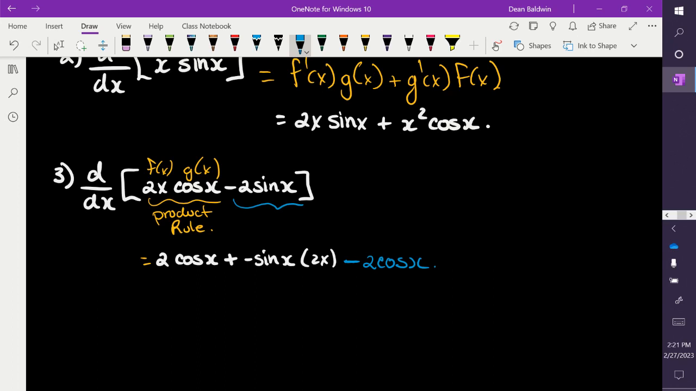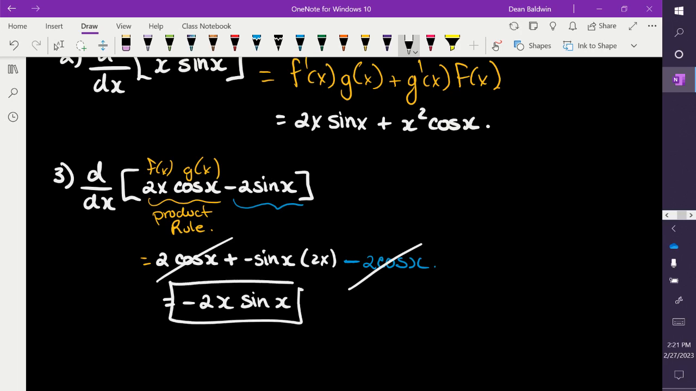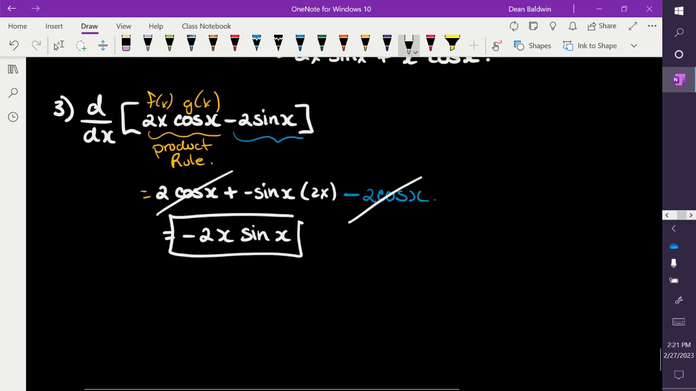Okay, now we got to clean this up because this is gross. What happens to the blue? 2 cos x, and the front 2 cos x. They go away, right? No more cos x's. And so you're left with negative 2x sine x. Is that okay? All right, one last one.